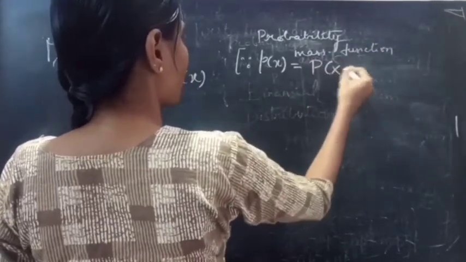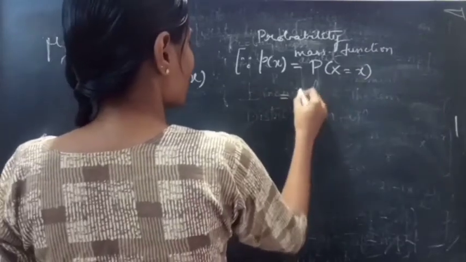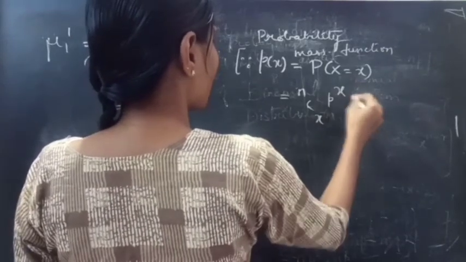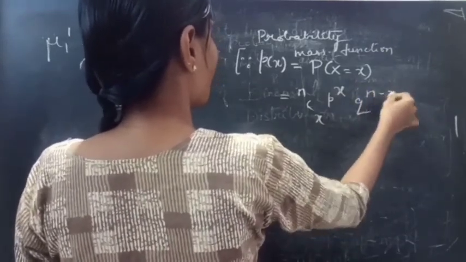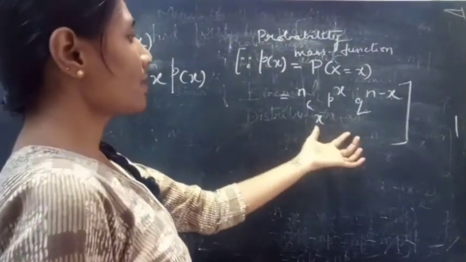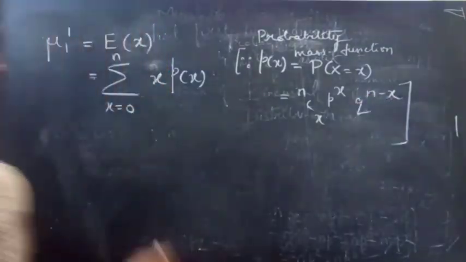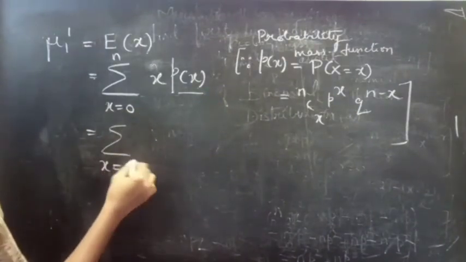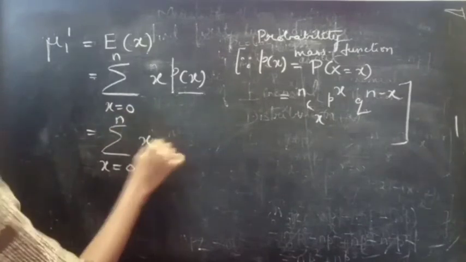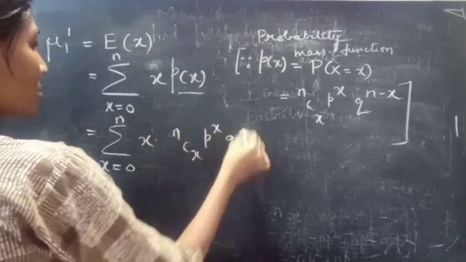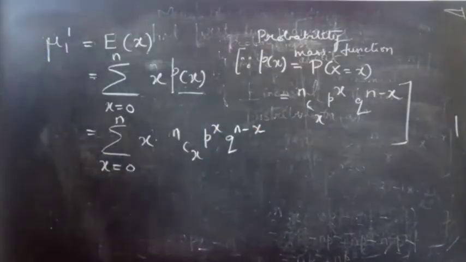Probability that capital X equals small x is equal to nCx, p power x, q power n minus x. So we have the probability mass function equal to nCx, p power x, q power n minus x. Now we'll substitute p of x: summation x equals 0 to n of x into nCx, p power x, q power n minus x.